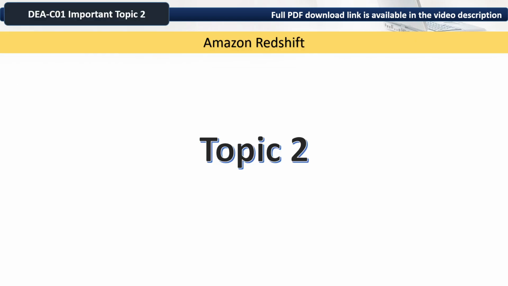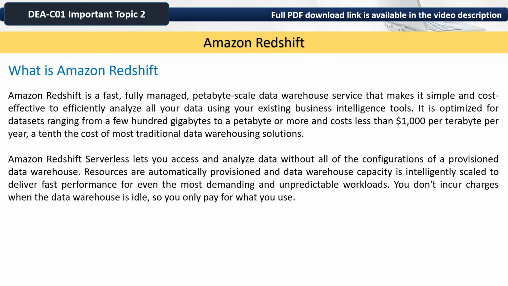To our next topic, Amazon Redshift. What is Amazon Redshift? It is a fast, fully managed, petabyte scale data warehouse service that makes it simple and cost effective to efficiently analyze all your data using your existing BI tools. It is optimized for datasets ranging from a few hundred gigabytes to a petabyte or more and costs less than $1,000 per terabyte per year, a tenth the cost of most traditional data warehousing solutions.